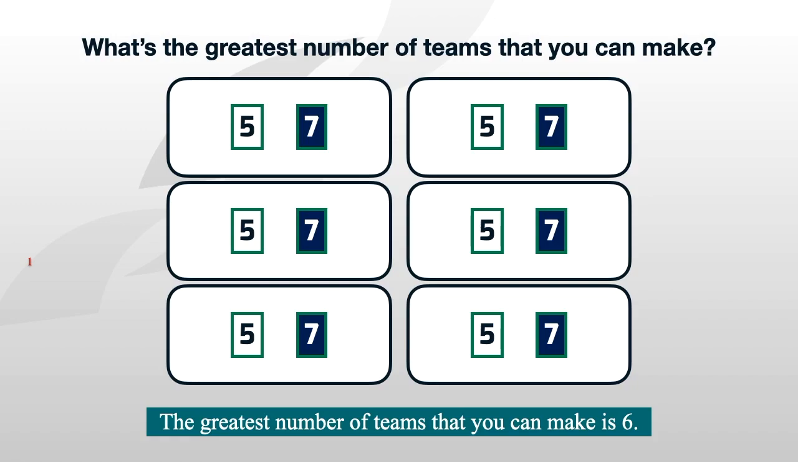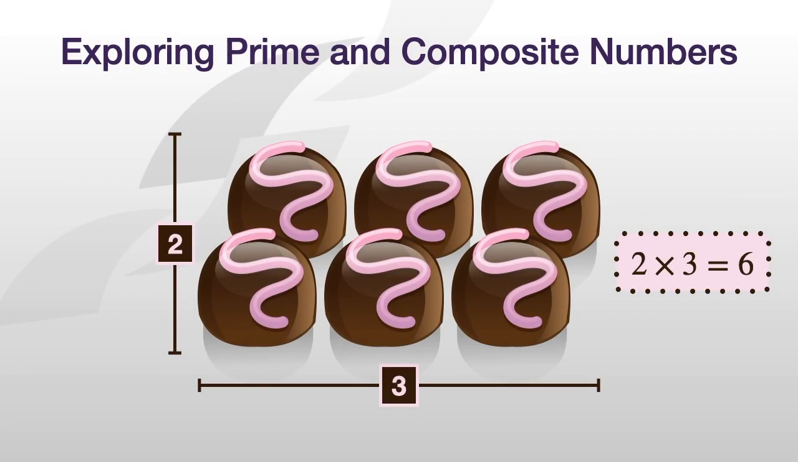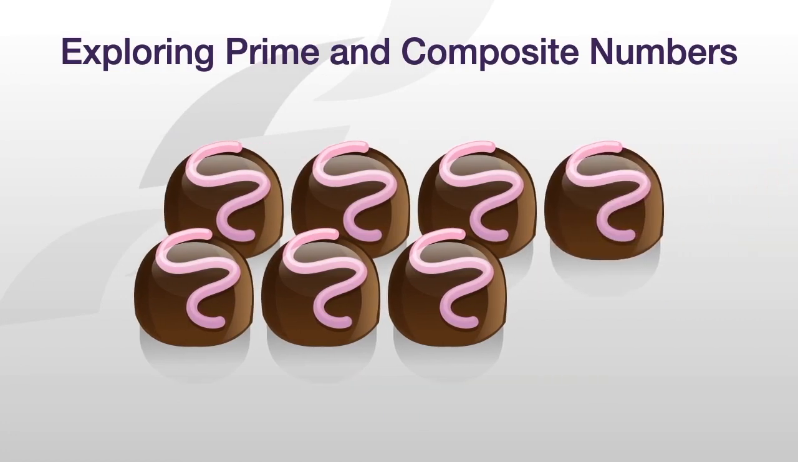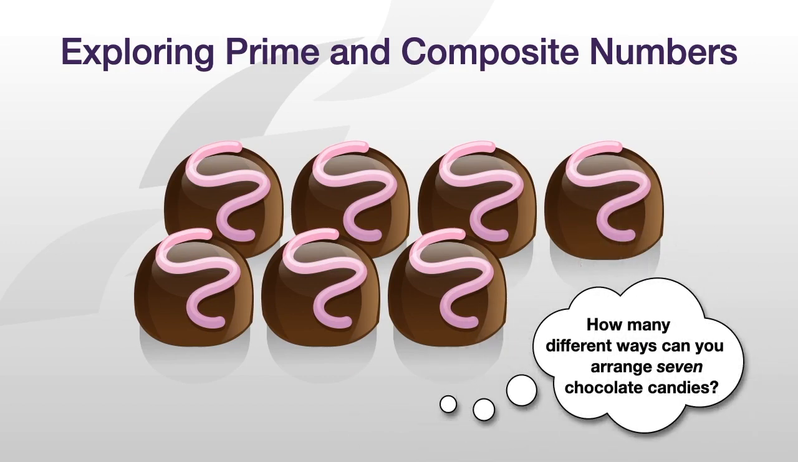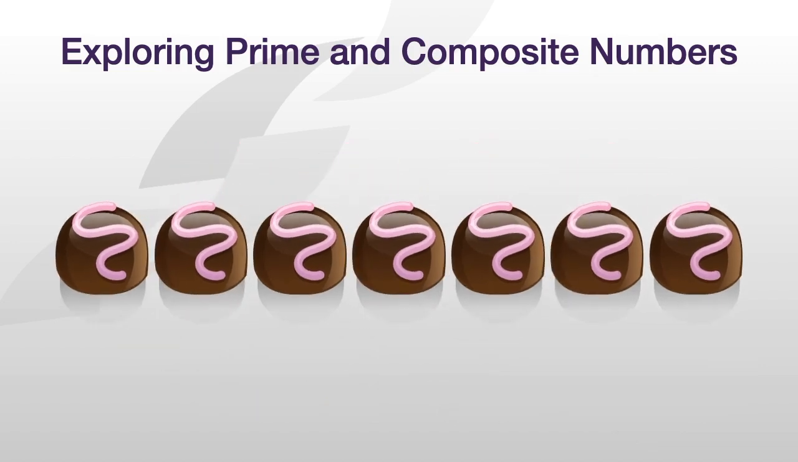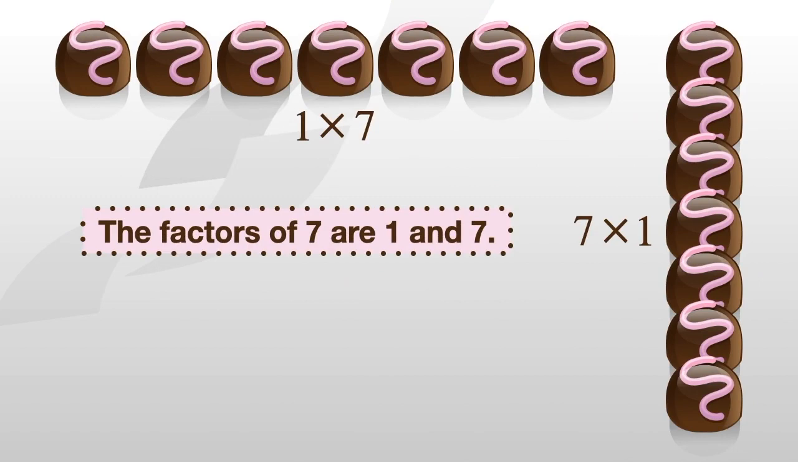Let's revisit the 2 by 3 array of chocolate candies from earlier. What if we added one more? How many different ways can you arrange 7 chocolate candies? Seven objects can be arranged in one row of 7 or 7 rows of 1. 7 has only 2 factors, 1 and itself. Such a number is called a prime number.